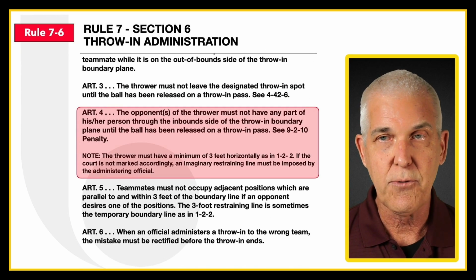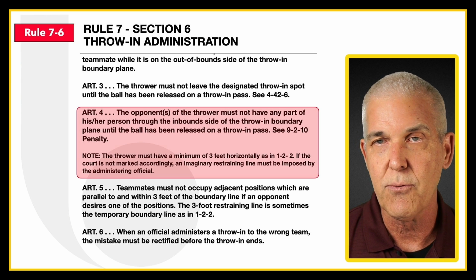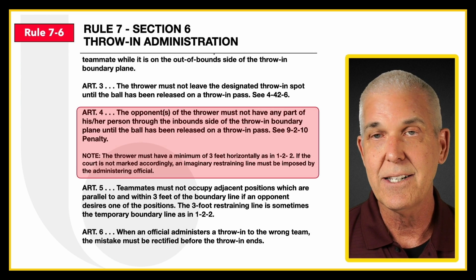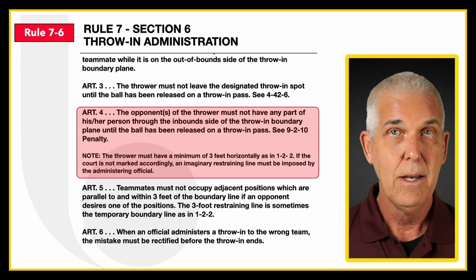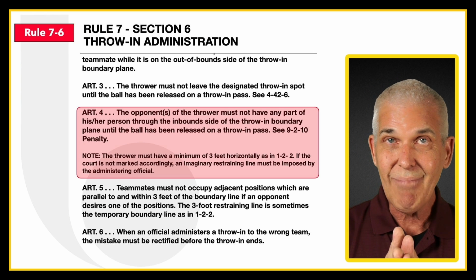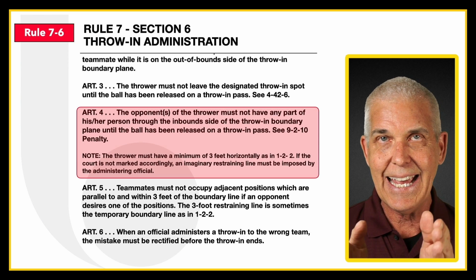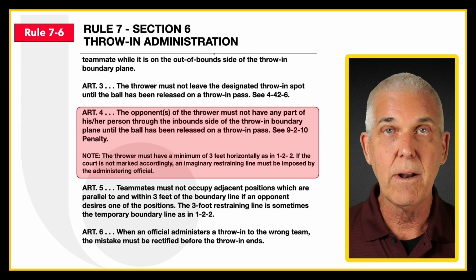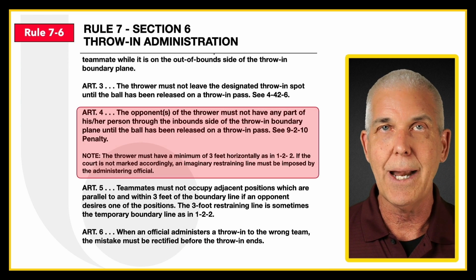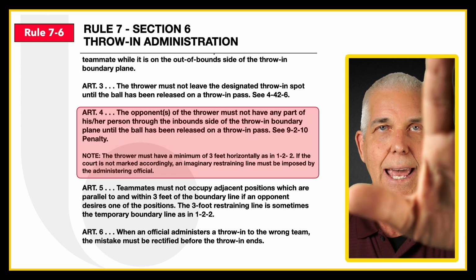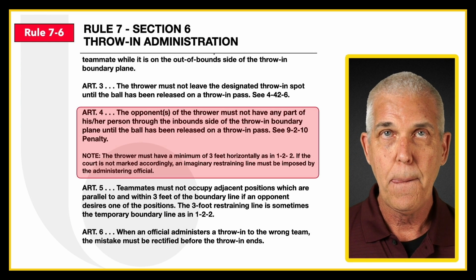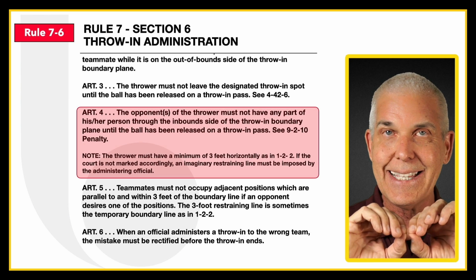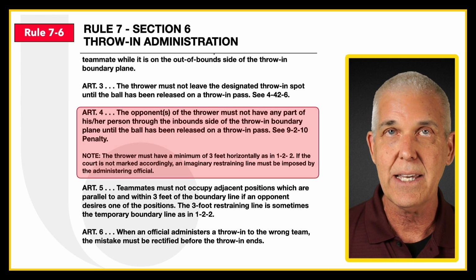Article 4, the opponents of the thrower must not have any part of his or her person through the inbound side of the throw-in boundary plane until the ball has been released on a throw-in pass. Okay, so we've just defined something: an imaginary plane that exists on the inside of the out-of-bounds line. The opponent of the thrower must have all parts of their body behind that. They cannot extend a hand through the boundary plane until the throw-in is released. After the throw-in is released, that restriction disappears. And understanding that can be really important.